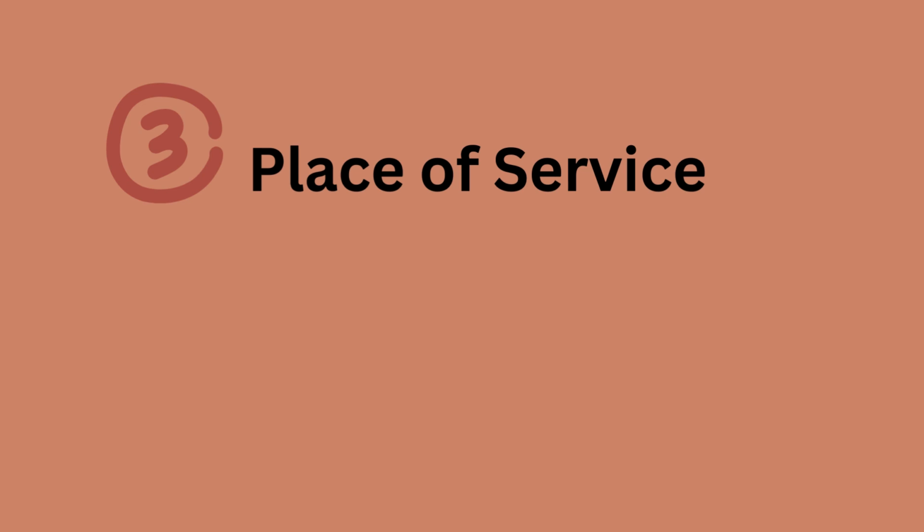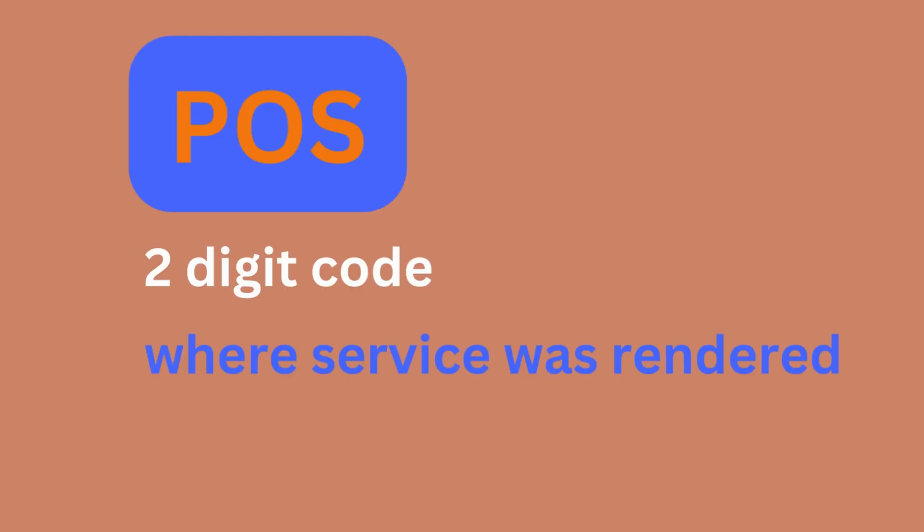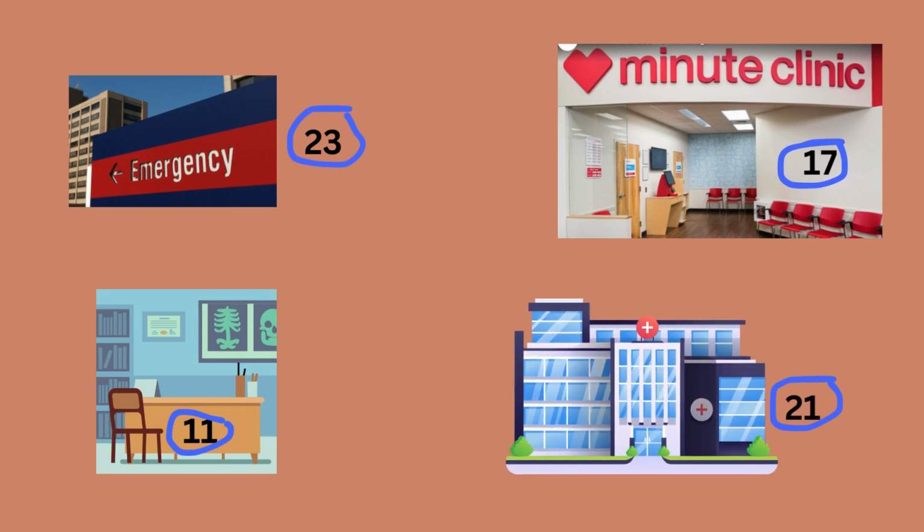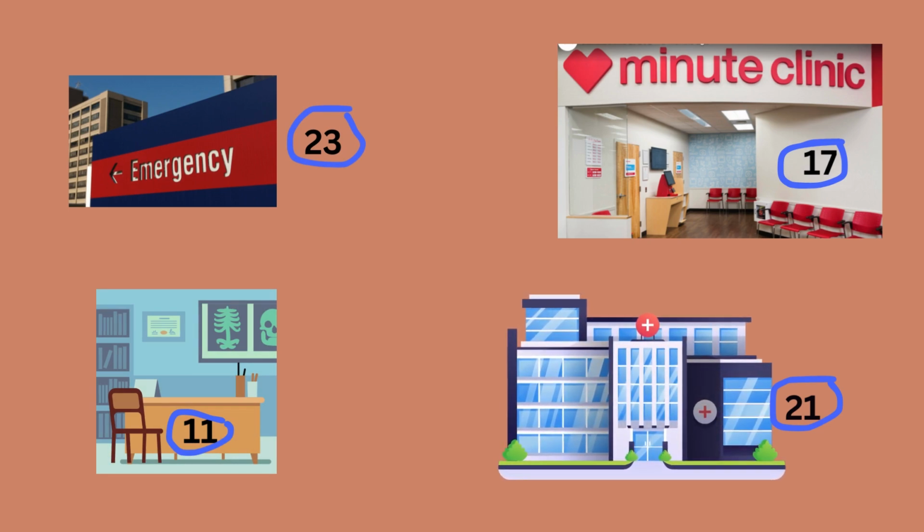Other codes are for the place of service. Those are only 2-digit, and they refer to where services were actually rendered. Was it at a neighborhood clinic, in an office, as an inpatient hospital, ER, etc.